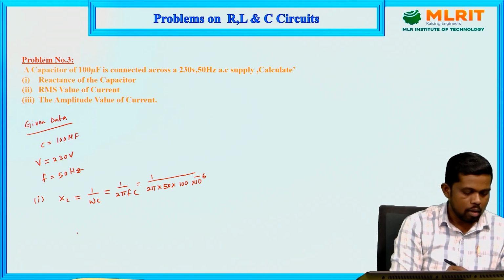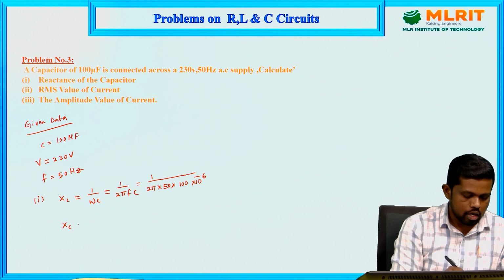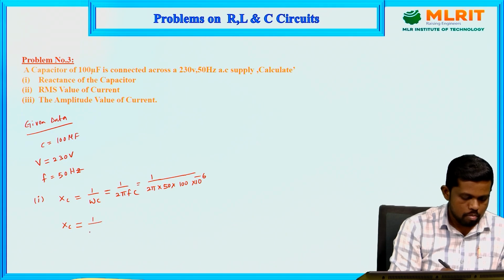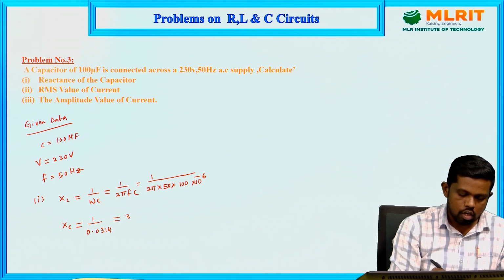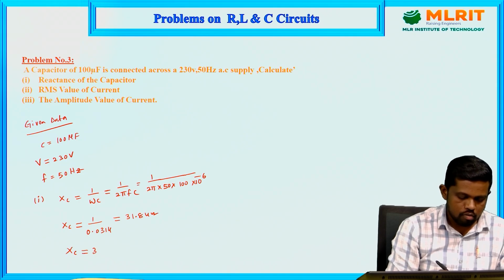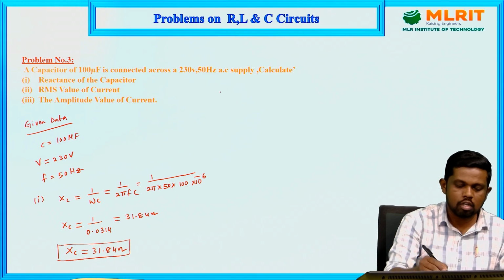Therefore the reactance offered by the capacitor plate, after simplification, we will get 0.0314 in the denominator. It's 31.84 ohms we got. Therefore the reactance offered by the capacitor plates is 31.84 ohms. So this is the end of the first question in question number 3.